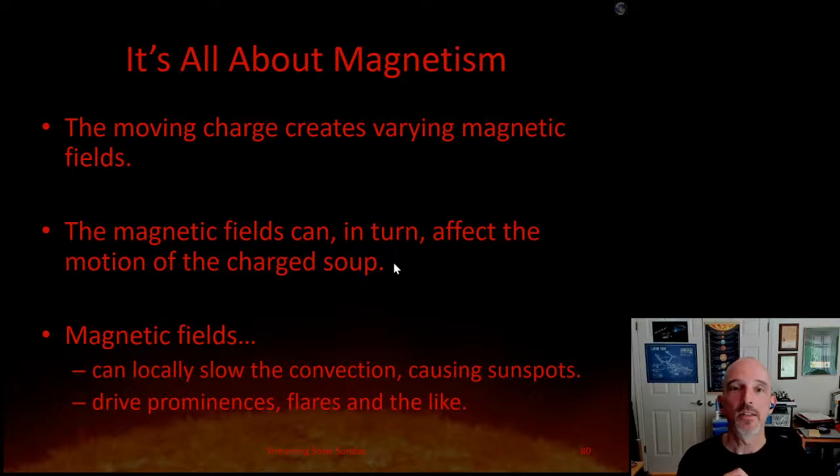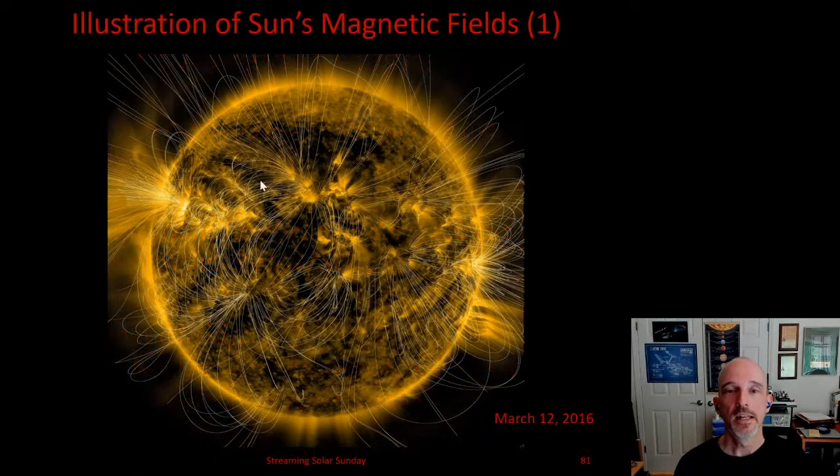And the same kind of thing is happening on the sun, because moving charge creates magnetic fields. The magnetic fields can in turn affect the motion of the charged soup. And all this interaction can locally slow the convection, causing sunspots, right? So we said the outer layer of the sun is this convection zone where things are boiling, but if we have strong magnetic fields, they can stop or suppress the boiling, and then you get a locally cooler region that becomes a sunspot. And also, again, these strong magnetic fields can drive the prominences and solar flares and things like that. Here's a representation of magnetic fields on the sun.